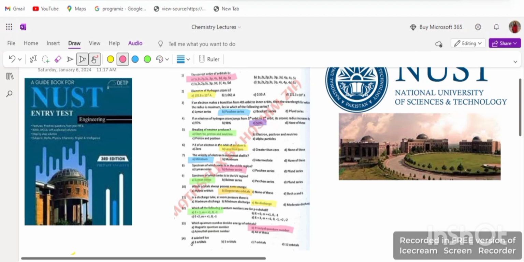Then the 14th MCQ, D subshell has how many orbitals? We know that S subshell has 1 orbital, P subshell has 3 orbitals, and D subshell has 5 orbitals. Then F subshell will be having 7 orbitals. So they are asking us, the D subshell has 5 orbitals.